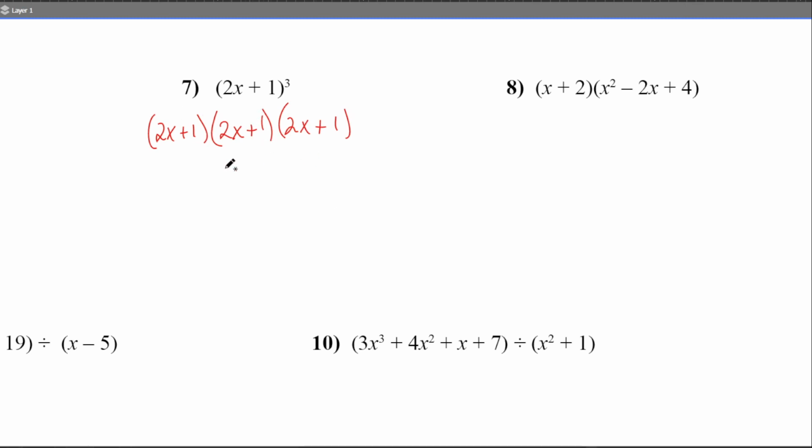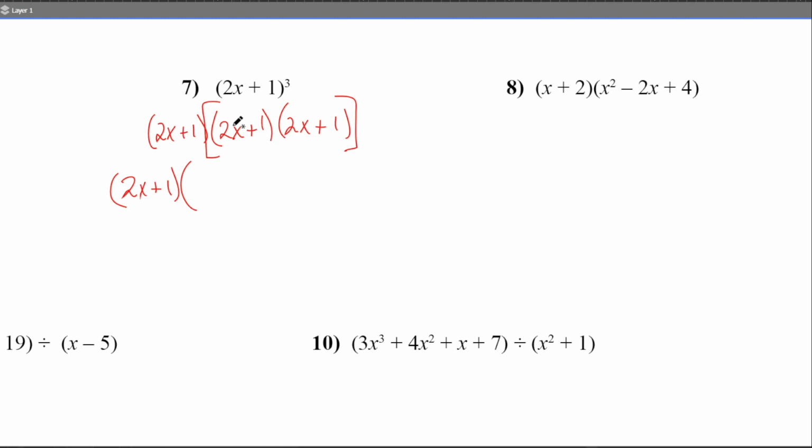So there's 2x plus 1 three times, so we have to multiply them together. What I'm going to do is only do 2 at a time. I'm not going to try to multiply all 3 of them at the same time. I'm going to leave this till the end, so I'm just going to put 2x plus 1, and let's figure out what this is going to be.